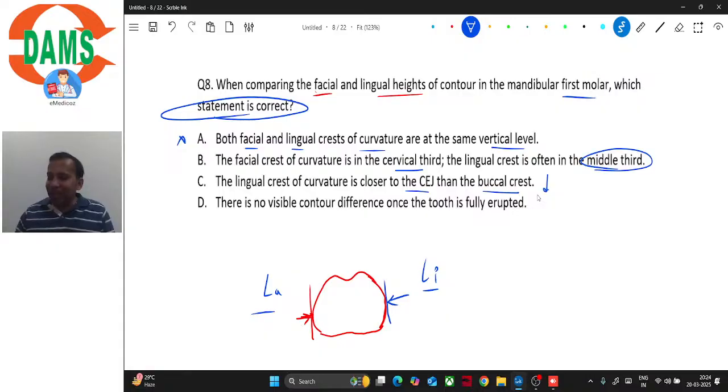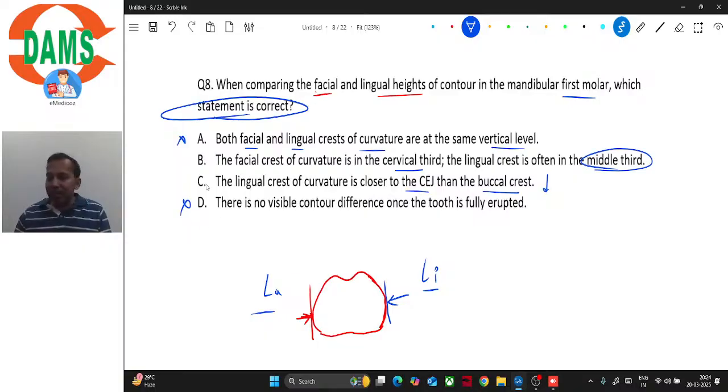The lingual crest of curvature is closer to the CEJ than the buccal crest. So what it means is it is lower, right? And option D says that there is no visible contour difference once the tooth is fully erupted. So again, this is incorrect because eruption does not mean that there would be an adhesion or loss of surface of the tooth. So option D again is incorrect.